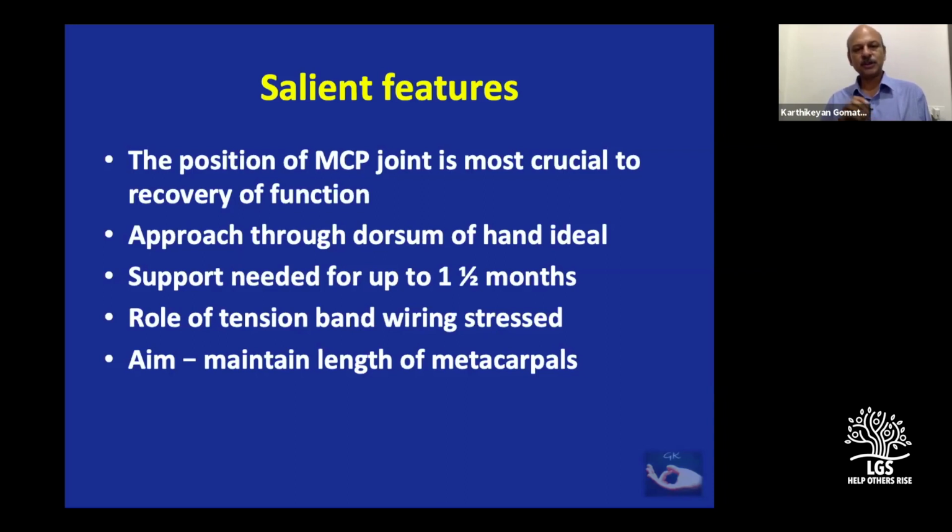And the approach to the fractures is through the dorsum of the hand. We must remember that underneath the skin we have very little fat, and directly you have the extensor tendons and then the bone. So they are almost subcutaneous. Then support is needed for these metacarpal fractures up to 1.5 months. Even if you put in K-wires and remove them at 3 to 4 weeks, please remember these metacarpal bones are still evolving and you need to support them for 1.5 months.